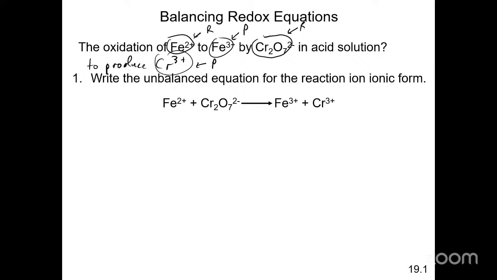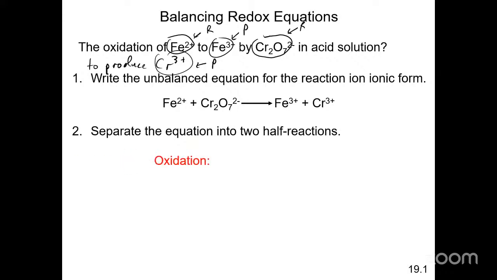Okay, the next step in this process is that you're going to separate this unbalanced equation into 2 half equations. One half equation would represent the oxidation process, and the other half equation will represent the reduction process. So for the oxidation process, it's the Fe2+ going to the Fe3+. That's oxidation because you see that there's an increase in the oxidation number. And let me just say this, and I should have said this before, even though you should know this already.